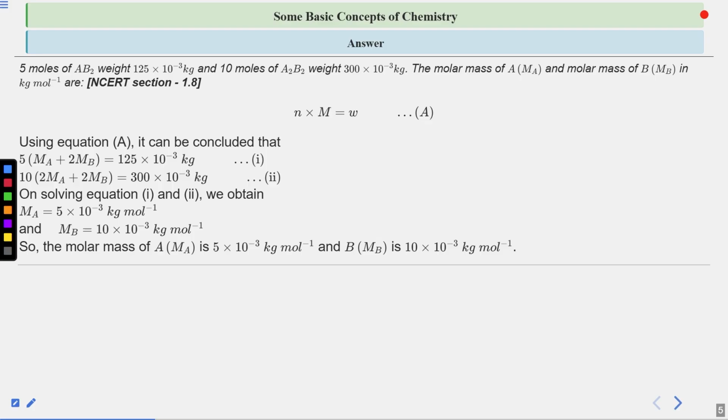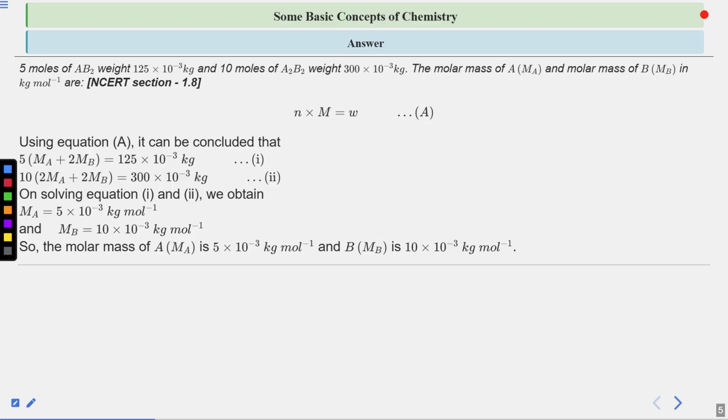Now, if anyone has any doubt, they can ask in this question. Anyone has any doubt? Yes, Gaurangi, just write your doubt. So okay, I will try to make you understand.